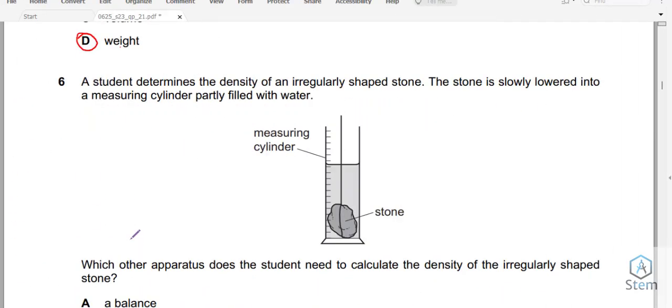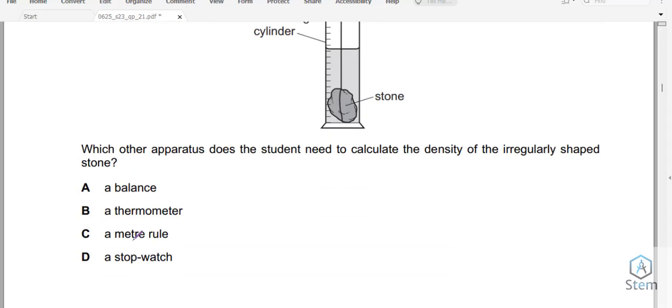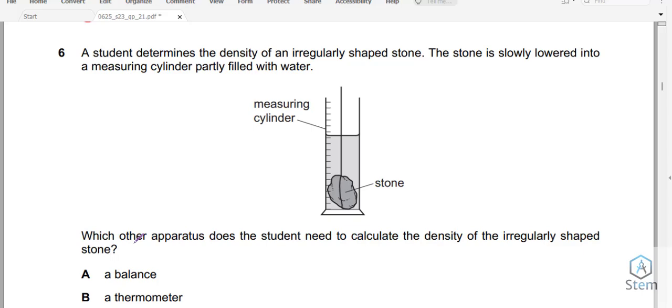Number 6, a student determines the density of an irregularly shaped stone. The stone is slowly lowered into a measuring cylinder partly filled with water. Which other apparatus does the student need to calculate the density of the irregularly shaped stone? Okay, let us look at the diagram and see what we have. This setup we are looking at will help us to determine the volume of the irregularly shaped stone.